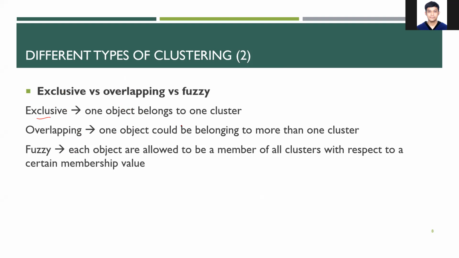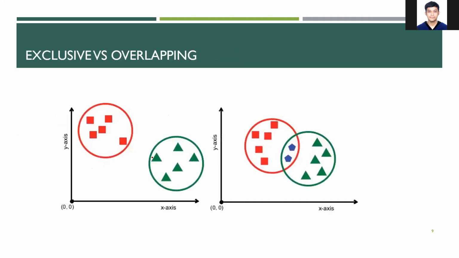Overlapping, one object could belong to more than one cluster. And fuzzy is actually similar to overlapping, so each object can be a member of all clusters. However, because fuzzy has fuzzy membership values, we will use the fuzzy membership value to represent how certain, how sure that one object belongs to a certain cluster. So, for example, like this.